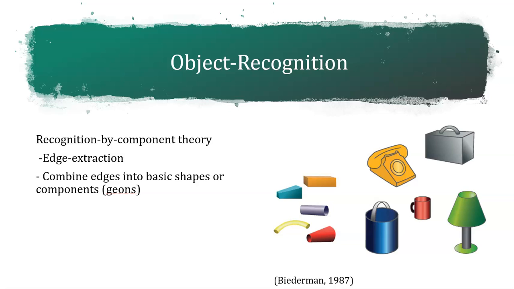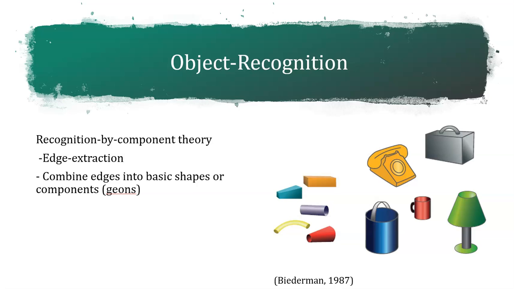So what processes are involved in object recognition? One theory that attempts to answer this question is the recognition by component theory. Researchers who hold this view argue that the visual perception of objects starts with edge extraction. Edges correspond to differences in surface characteristics, such as luminance, texture, or color, and they provide a line drawing description of the object.